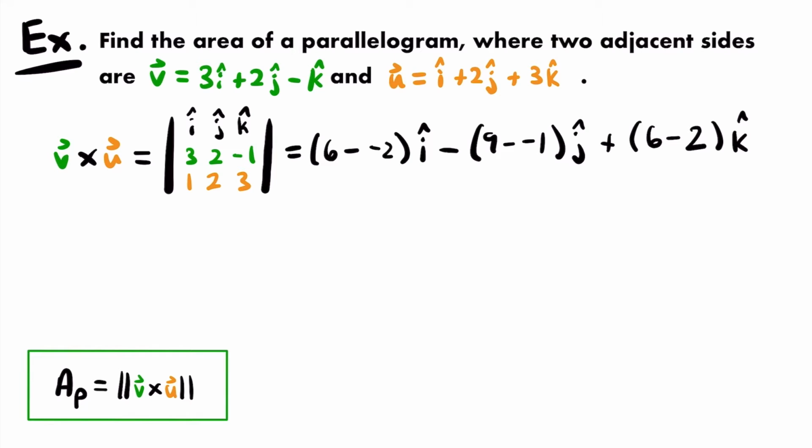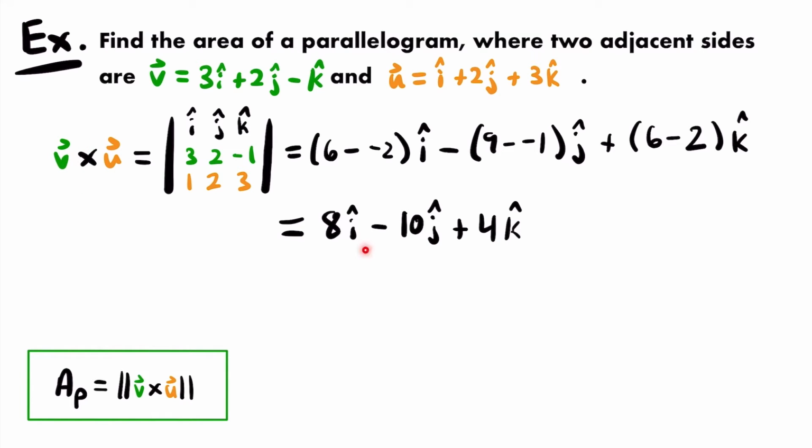Okay, now if we simplify, this will be equal to 6 minus the -2. That's the same as 6 plus 2, so we'll have 8i, and then we're subtracting 9 minus -1 times j. 9 minus -1 will be the same as 9 plus 1, so we have 10j, but we're subtracting it, so we have minus 10j, and then we're adding that to 6 minus 2 times k, which will be 4k. And so that is the vector that represents the cross product of vector v and vector u.